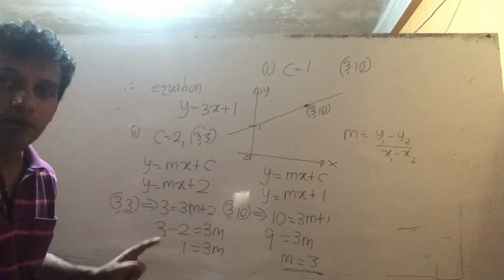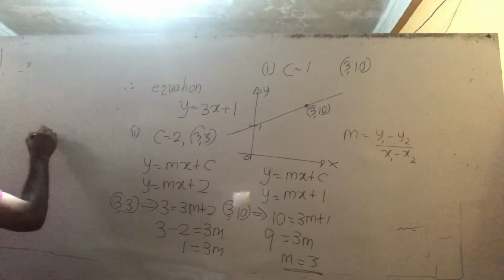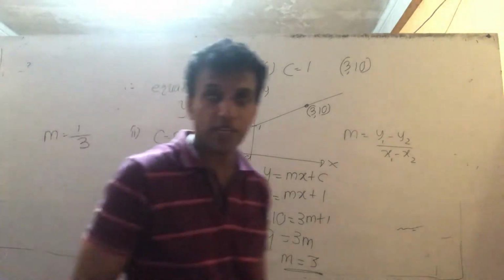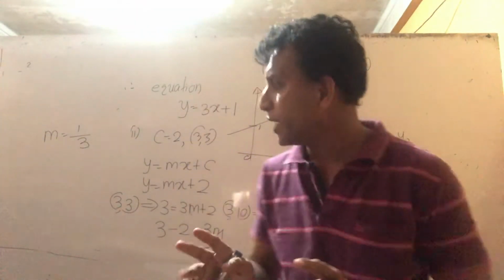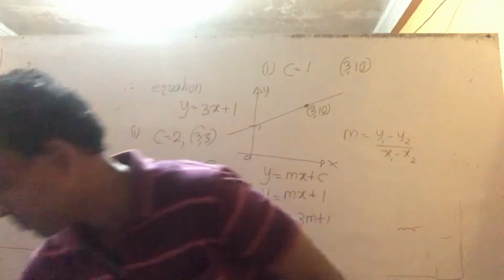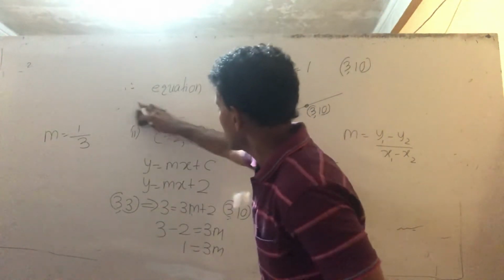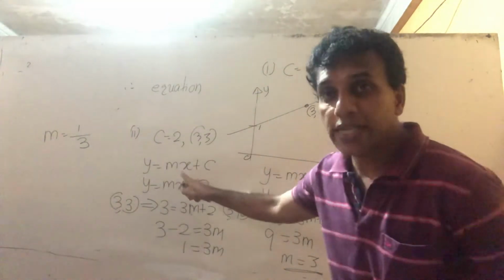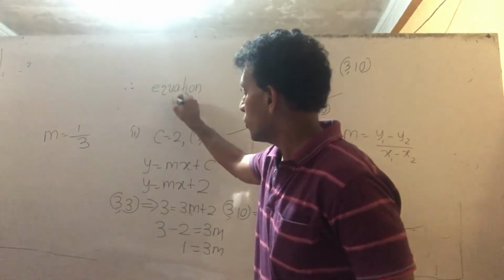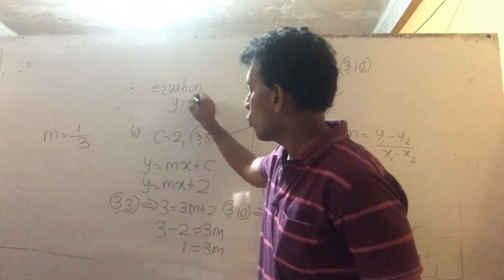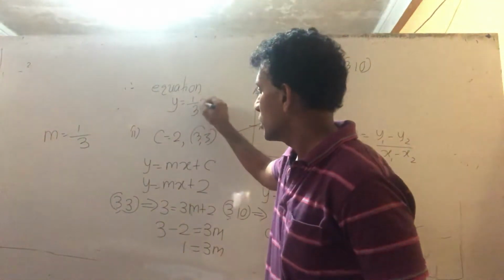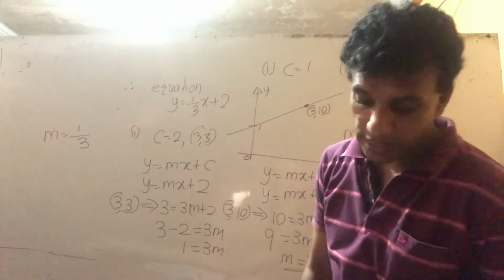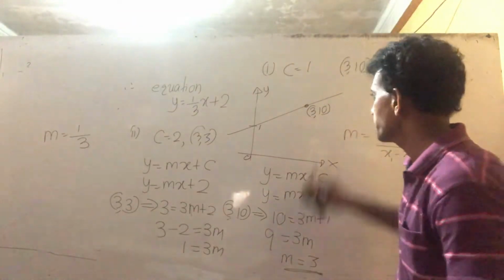So 3m equals 1. Therefore, what is the m answer? 1 divided by 3, 1 over 3. So you know the gradient, you know the intercept, therefore write the equation. Therefore the equation is what? y = mx + c. So y = 1/3 x + 2, c for 2. This is the method for this kind of question.